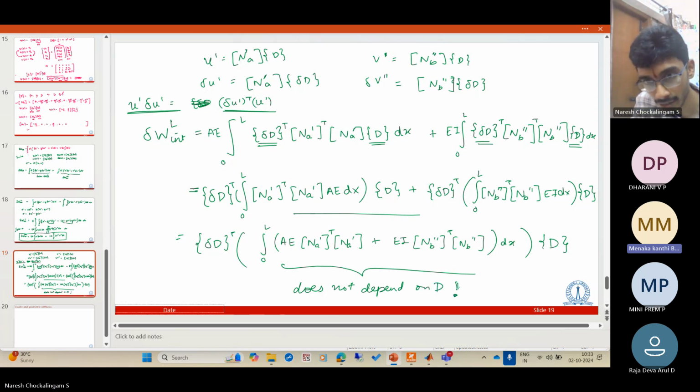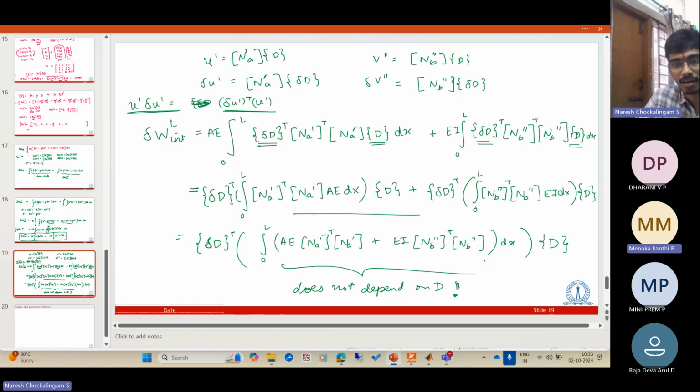Right? So see the form. This is the linear part of the internal virtual work done. Obviously the internal virtual work done should depend on the virtual displacements, so it is getting multiplied with the virtual displacements. But what is getting multiplied with the virtual displacements?